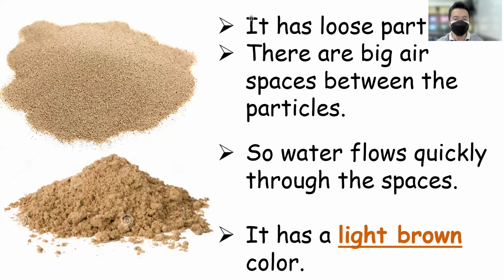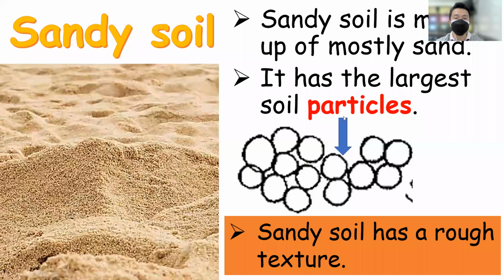So it has a light brown color. So you have to remember these things: sandy soil has loose particles and also has bigger particles, right? Look at that. It has the largest soil particles, the sandy.